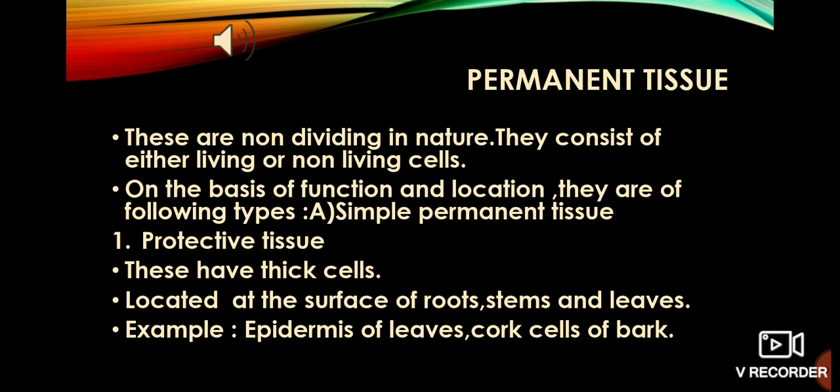Now this protective tissue is mainly located at the external surface of the root, leaf or stem. As for example, you can see in this slide the epidermis of the stem. Epidermis means the outer layer of the stems. Or in the bark of the tree. It can also be present in the bark of the tree, wherever it will be present in the external layer.